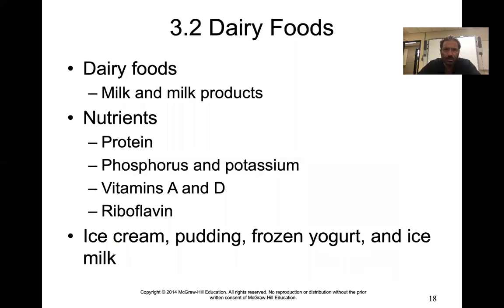Okay? So nutrients are your proteins, phosphorus and potassium, K+, vitamins A and D, very, very important for the integumentary system of your skin, riboflavin, one of the B vitamins. So these are all things that are in dairy foods. Right? And sometimes milk is fortified with A and D. They're fortifying the milk because they're figuring, well, kids are going to drink it anyway, and might as well add this to it. They're also saying ice cream, pudding, frozen yogurt, and ice milk, if you don't want to drink dairy milk per se.